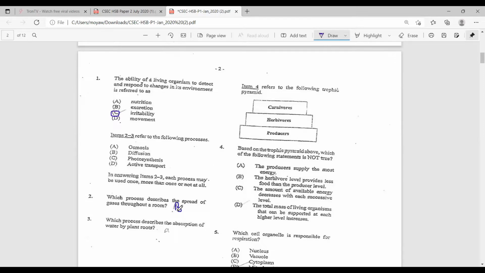Then for question 3, which process describes the absorption of water by plant root? So we have A, osmosis, B, diffusion, C, photosynthesis, D, active transport. The fact that they're talking about water, it has to be osmosis, which is A.